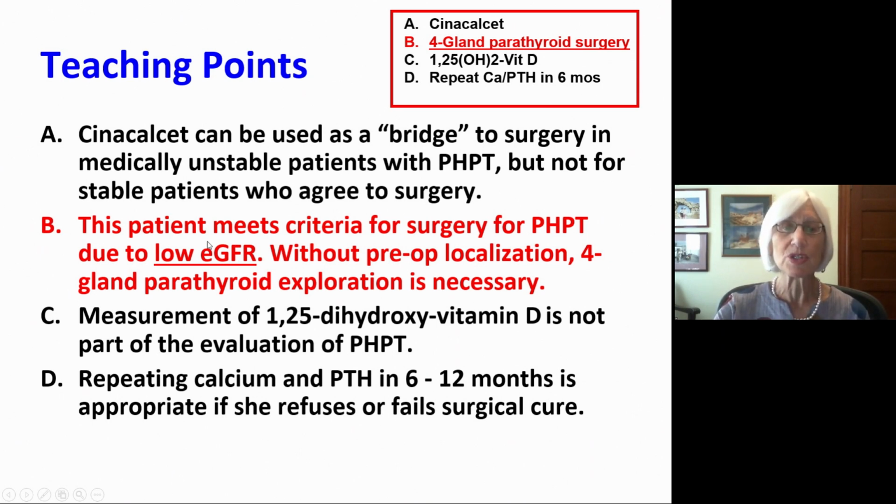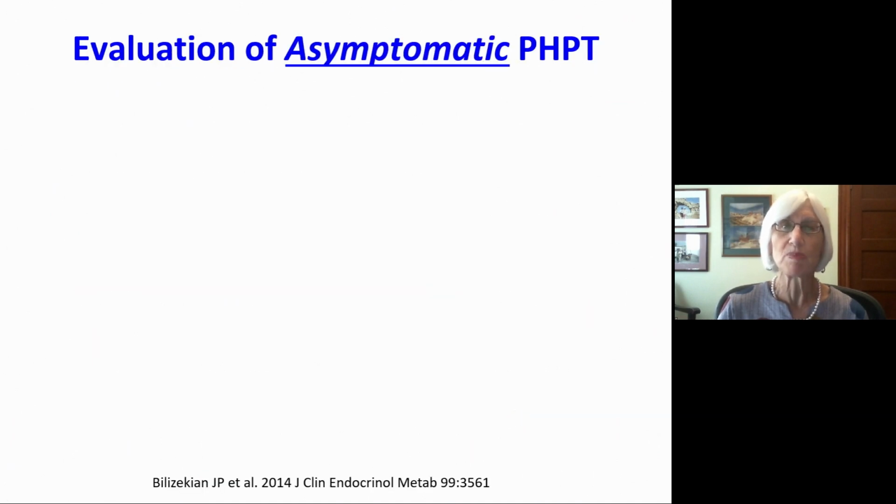But in this case, she clearly has primary hyperpara with a high calcium, high PTH, and CKD. So this is not necessary. Repeating calcium and PTH, which a lot of you picked, would be appropriate if she says, I'm not going to have surgery, I refuse, or she fails a surgical cure. So an important teaching point.